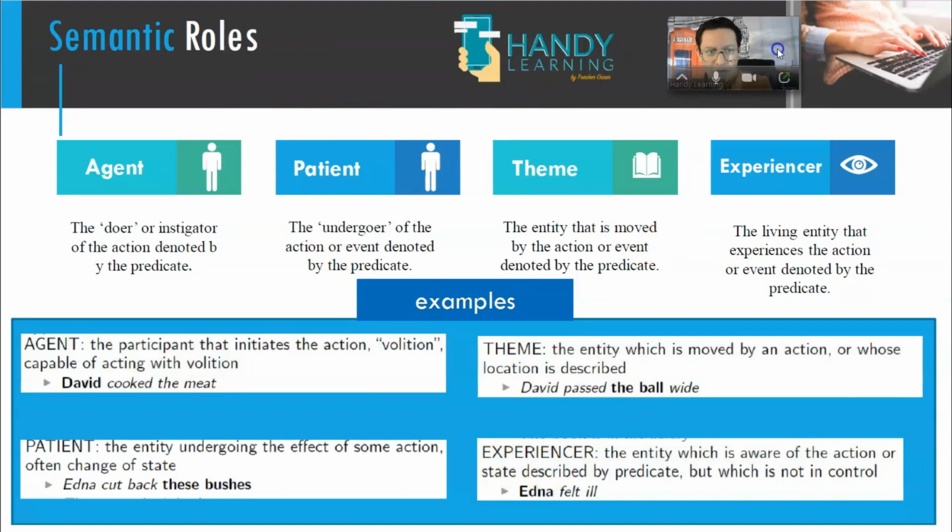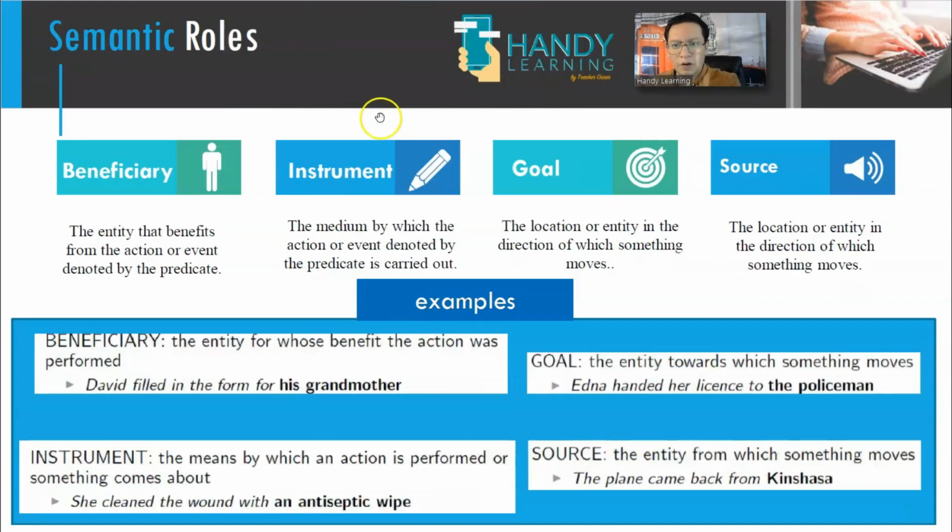Now let's take a look at the next set of roles. Beneficiary is the entity that receives a benefit from the action. So let's take a look at the example. David filled in the form for his grandmother. In this case, his grandmother is receiving a benefit because she did not have to fill in the form as David did it for her. All right, so his grandmother is a beneficiary.